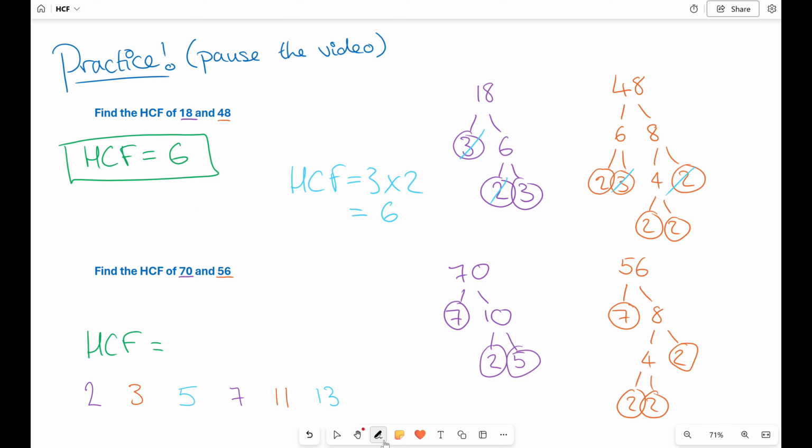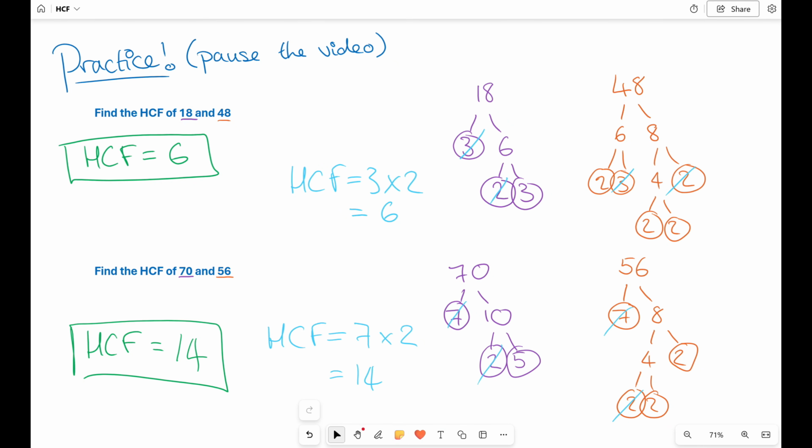Let's write down the highest common factor. So our HCF is equal to, we've got 7 in both. We've also got 2 in both. So our highest common factor is 14. And there we go. So that was highest common factor. It wasn't really difficult, was it?